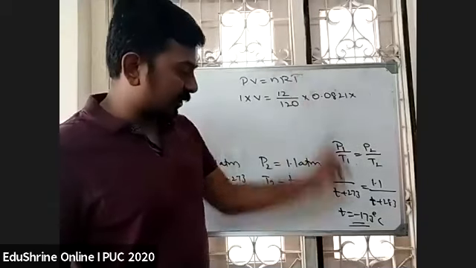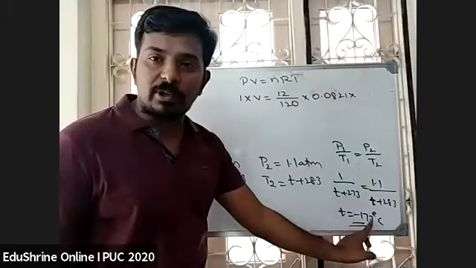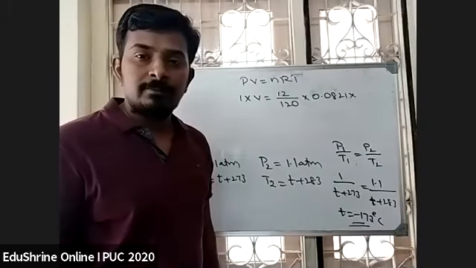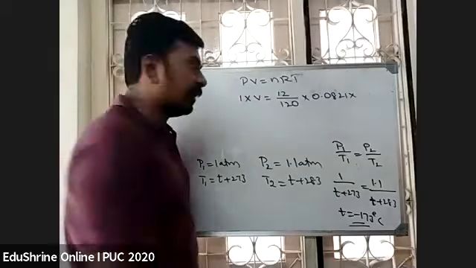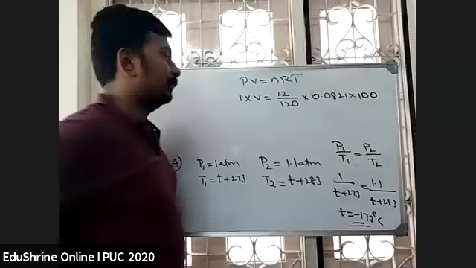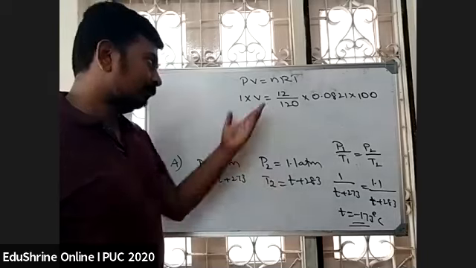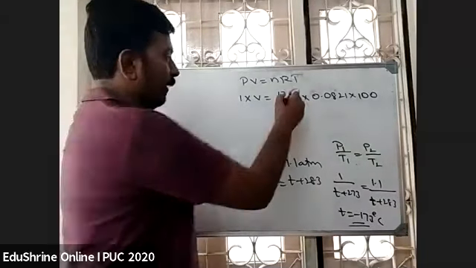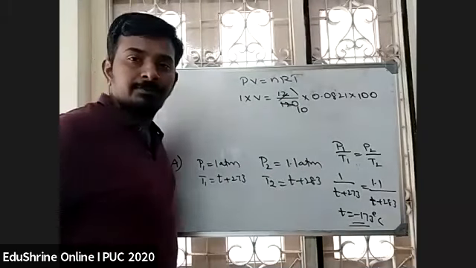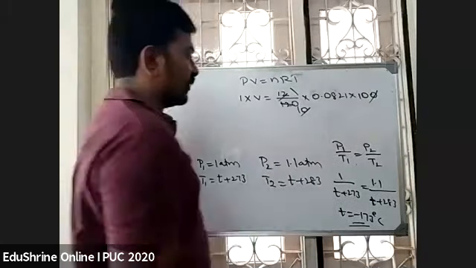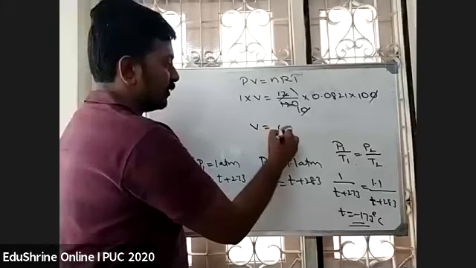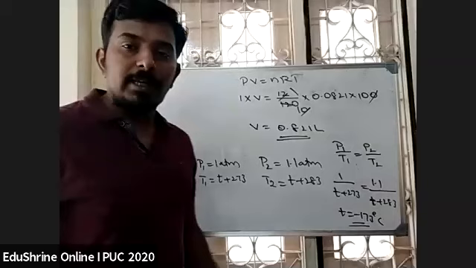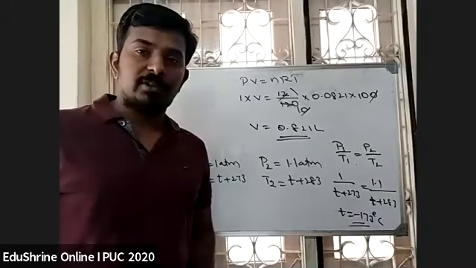What is temperature, students? I know that T is minus 173. What will be the value in Kelvin? 100. Very good. It will be 100. Simplify, and you will get the value. So 12 by 120 is 1 by 10. Right? So this 0 gets cancelled out. So the value of V will be 0.821 liters.